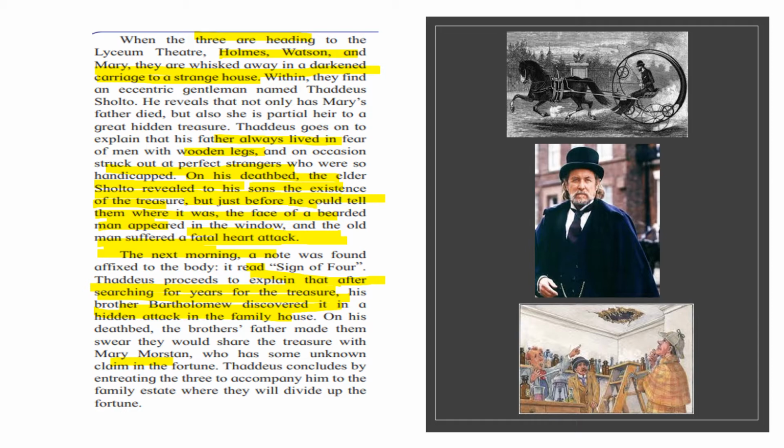Thaddeus proceeds to explain that after searching for years for the treasure, his brother Bartholomew discovered it in a hidden attic in the family house. On the deathbed, Major Sholto made the brothers promise him that they would share the treasure with Mary Maudsley, who had some unknown claim in the fortune. Thaddeus concludes by entreating the three to accompany him to the family estate, where the fortune will be divided amongst the three.